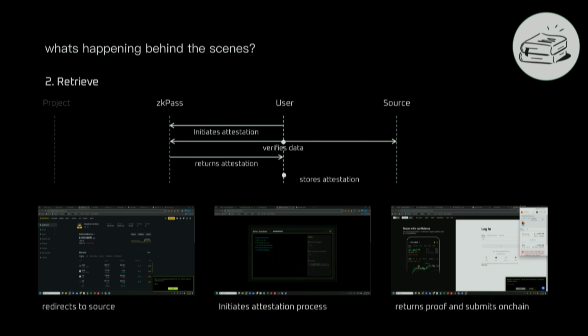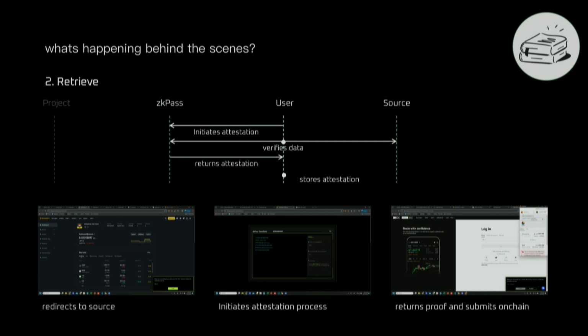When the user comes in and starts the minting process, the user is redirected to the data source, where the user logs in and starts the attestation process. Then the protocol runs and returns a proof that can be submitted on chain. Submitting on-chain is really just a way to store this proof, so it can also be used directly to verify for your own project. Within this step is where the magic really happens.